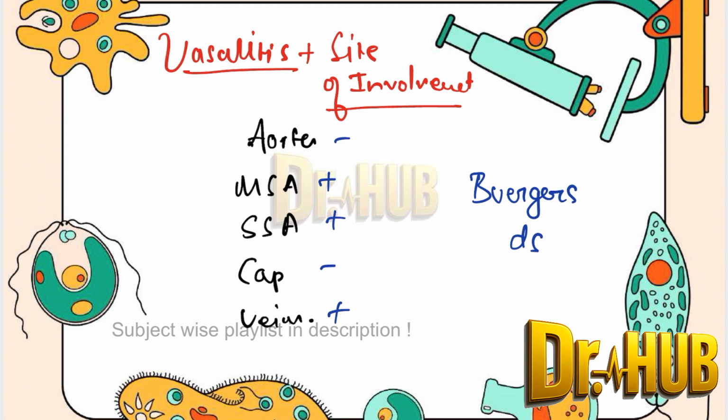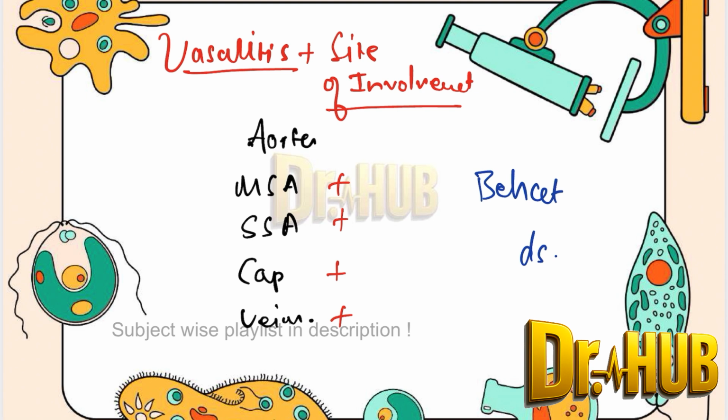Next, moving on, we look at Behçet's disease, spelled B-E-H-C-E-T. In Behçet's disease also, it follows a similar pattern to that of Buerger's disease. That is, the MSA is involved, the SSA is involved, and the veins are involved. And here, in addition to that, in Behçet's disease, the capillary is also involved. Behçet's disease does not involve the aorta.